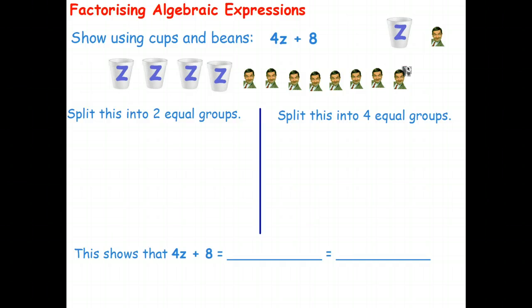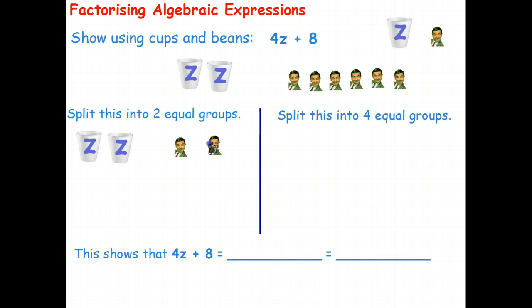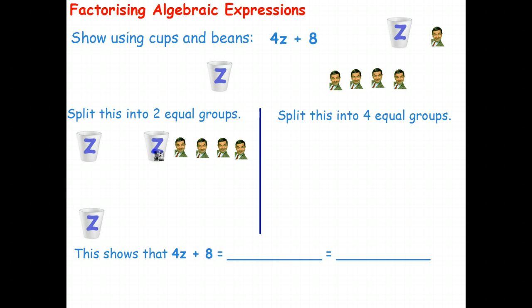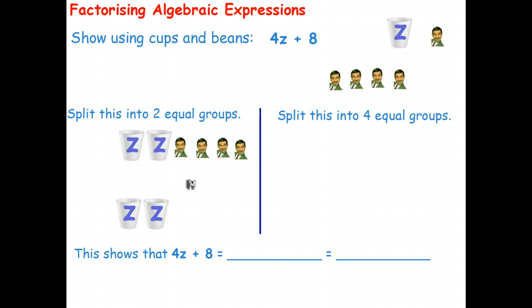Now it turns out I can split these into groups a couple of different ways. So one way I can do it is to have 2 cups in that group and 4 extra beans. And in the other group, I'll just put these closer together. In the other group, I can also have 2 cups and 4 extra beans, like so. So I've grouped them into 2 groups, and that means 4z plus 8 can be rewritten as 2 groups, each containing 2z plus 4.